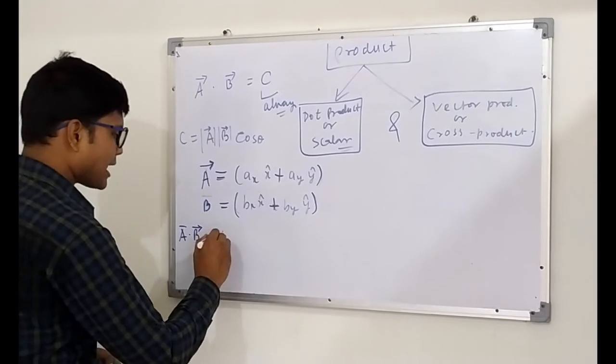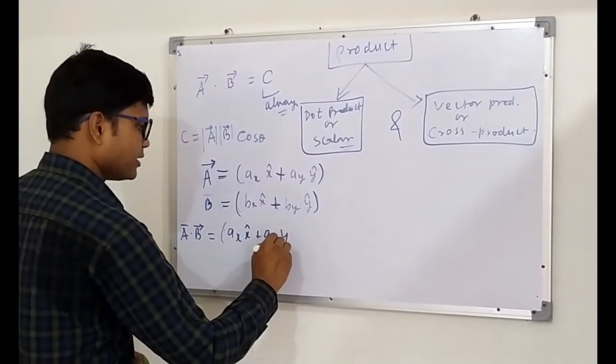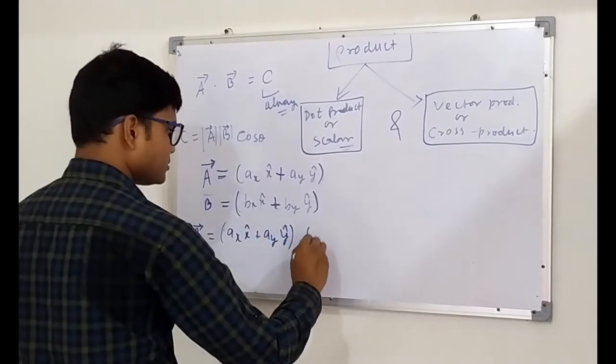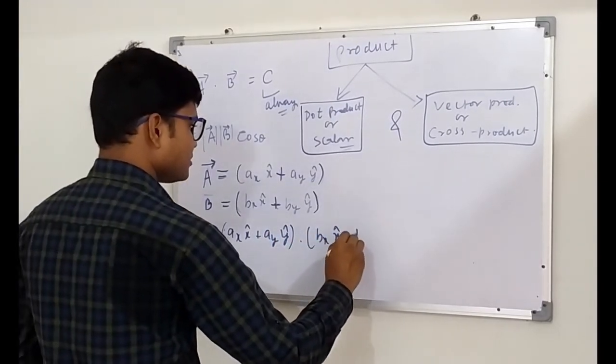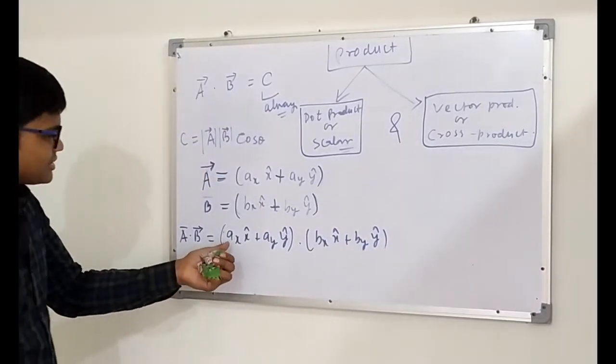So what else can we do? ax x hat plus ay y hat, dot bx x hat plus by y hat. Okay, now here we can say this is a simple thing.